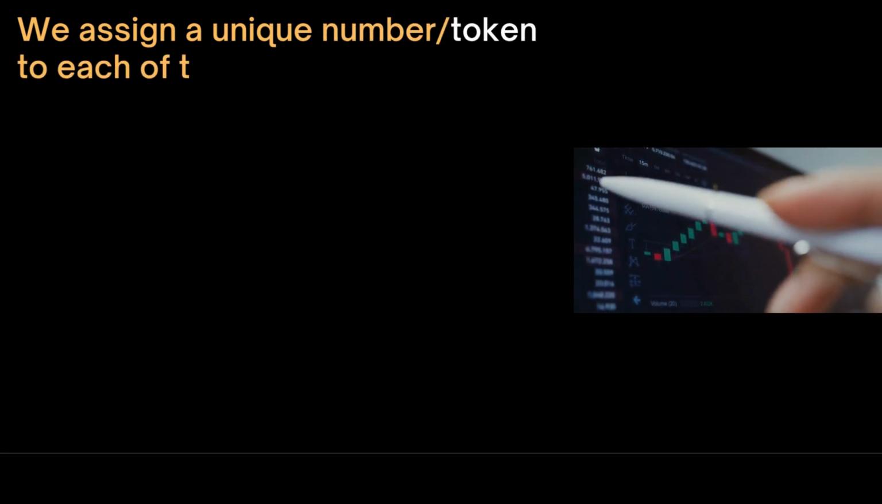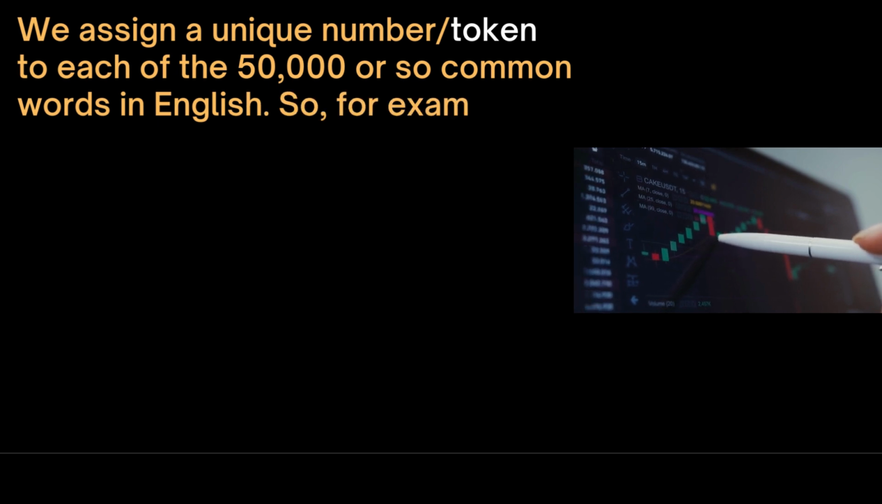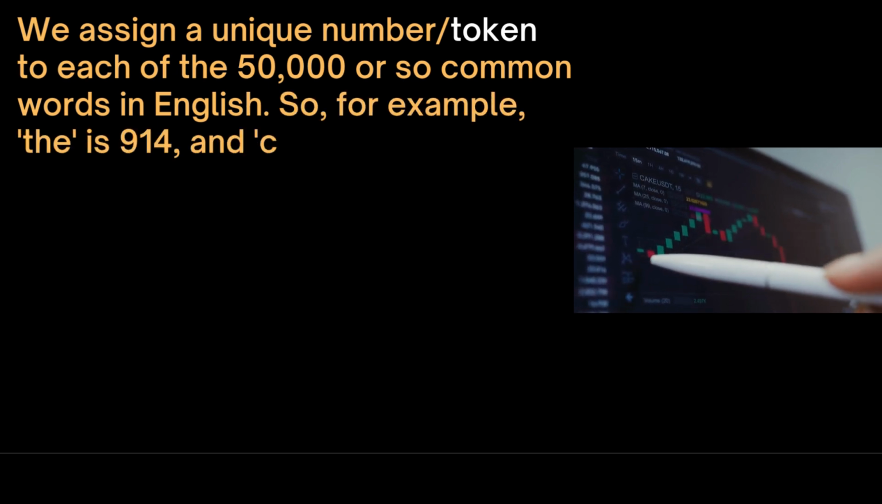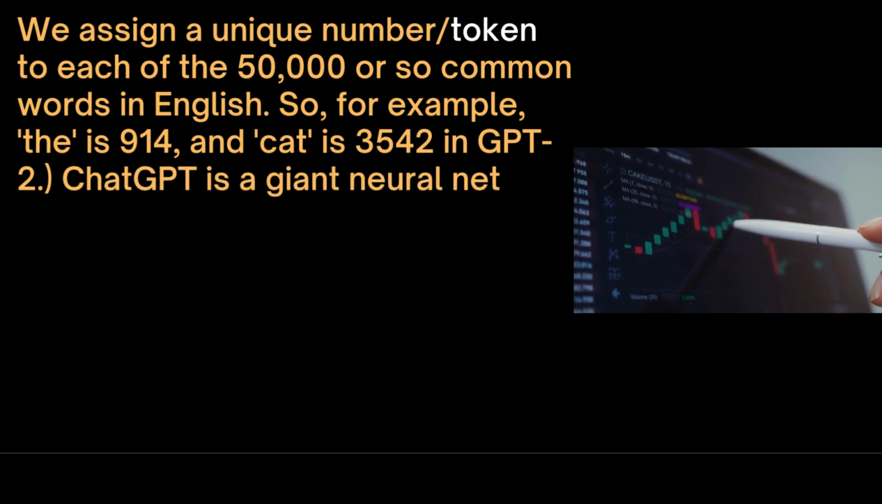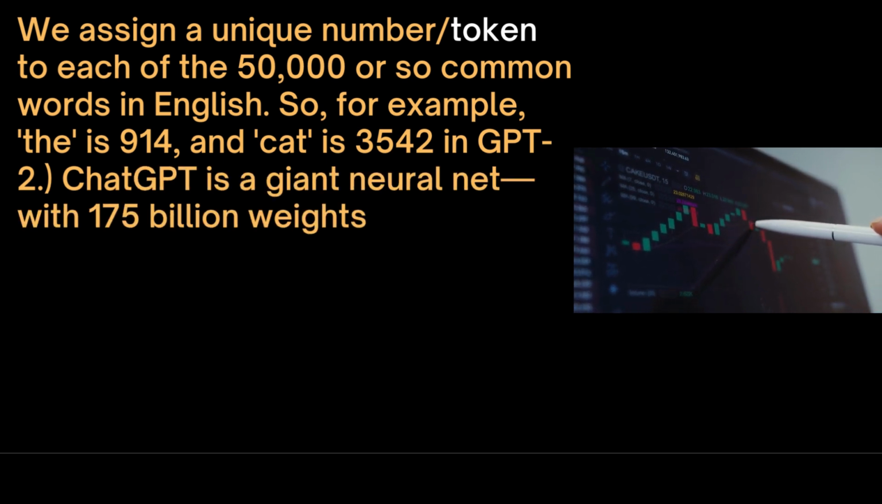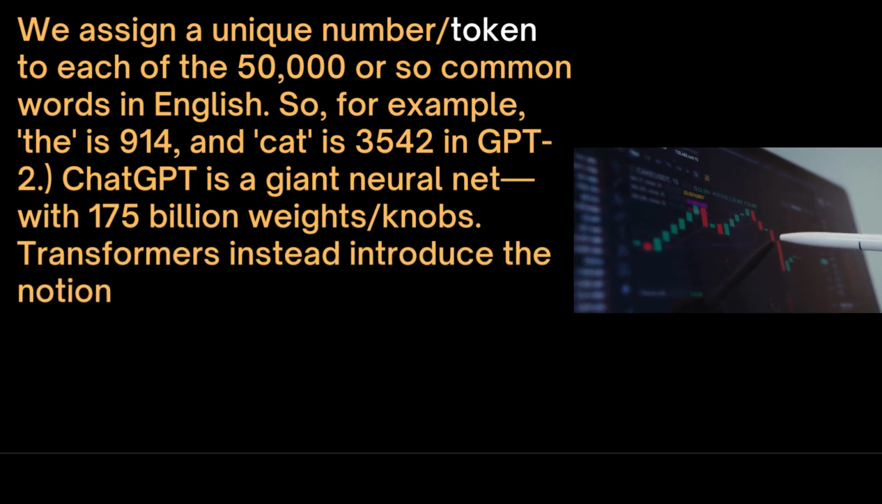So behind the scenes, we assign a unique number or a token to each of the 50,000 or so common words in English. So for example, "the" has the number 914 and "the cat" is 3542 in GPT-2. So ChatGPT is a giant neural net with 175 billion weights or knobs.